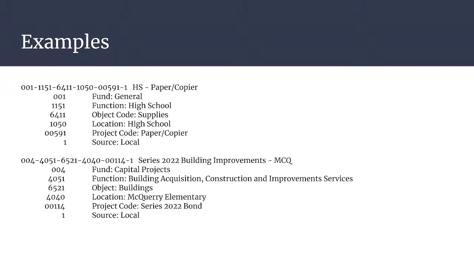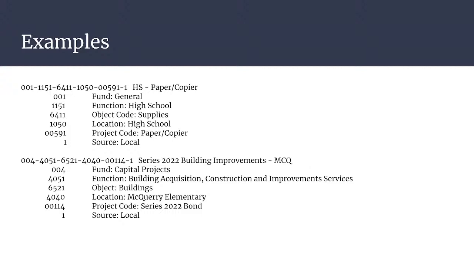The object code follows next. 6411 is general supplies code and supports the account name as long as it is truly used for supplies for the copiers. Location code is high school. This is where the copier is located and being used. The project code allows us to be specific. 00591 is specific for paper and copier. Any accounting code that relates to paper and copiers would use this project code. The final number is the source code, which shows us that this account code is funded by the local revenue.